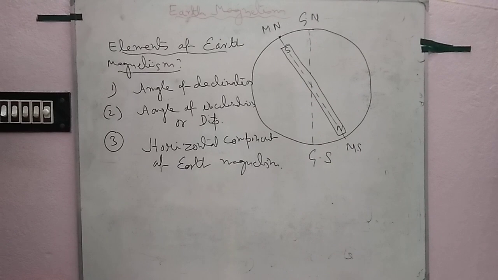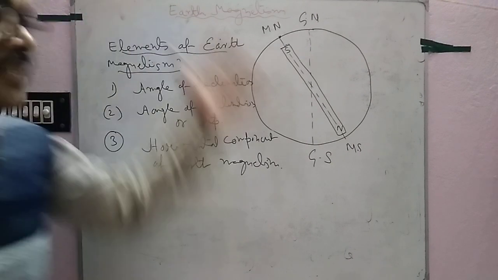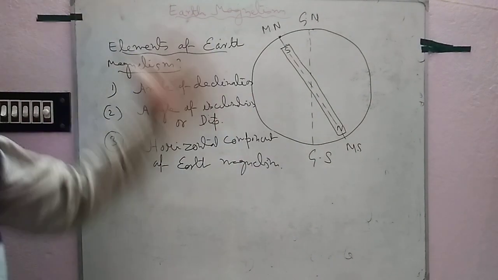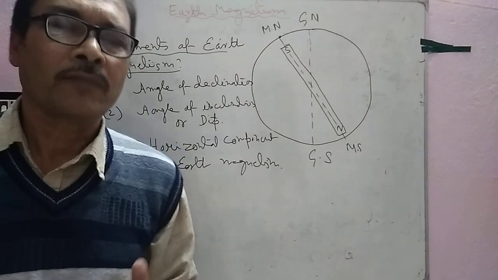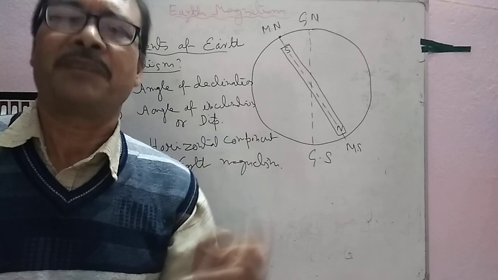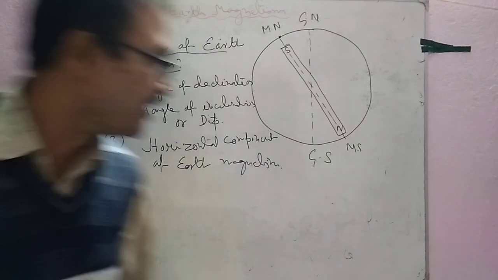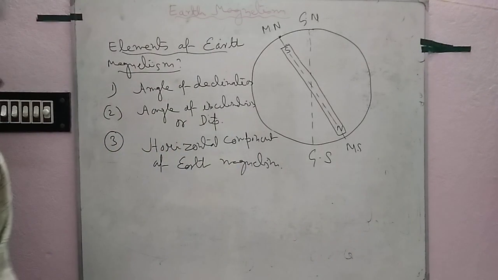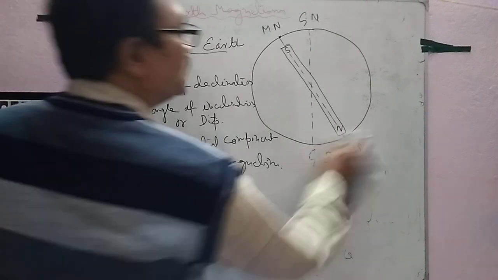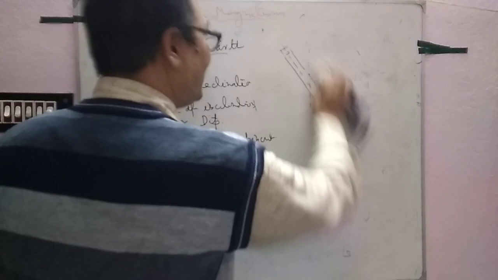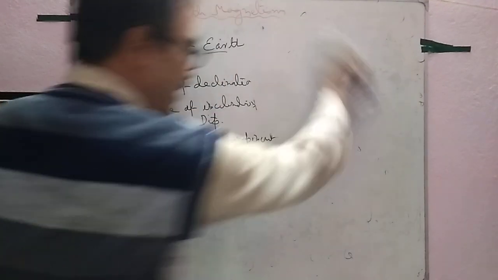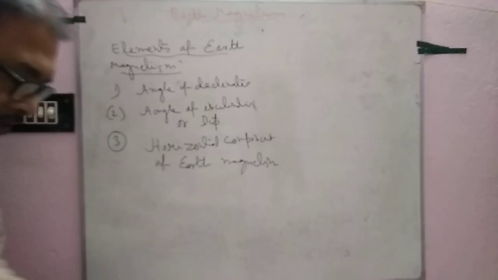So these are the 3 physical quantities which are called the elements of Earth magnetism. These 3 physical quantities describe the total Earth magnetic field at a place and also its direction. Now follow, we know the magnetic meridian and geographic meridian are not in the same plane.